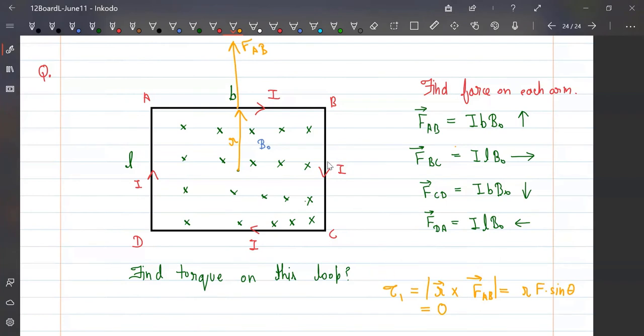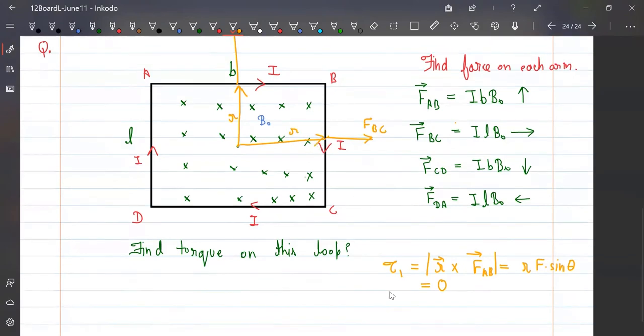0. Similarly, here if we look at the force on BC, it is in the outward direction, and R is taken from the center of mass. So R cross F again, tau 2 also becomes 0. Similarly tau 2, tau 3, tau 4, due to all the forces the net torque is 0. So the net torque will be 0. There is no torque on this.